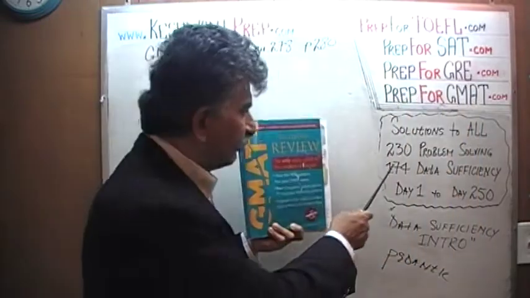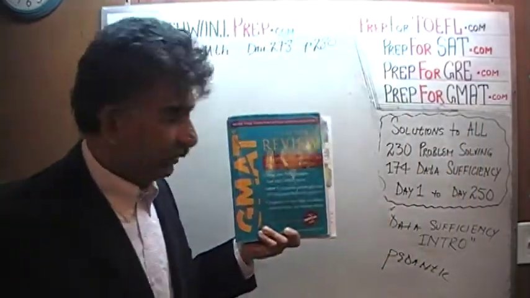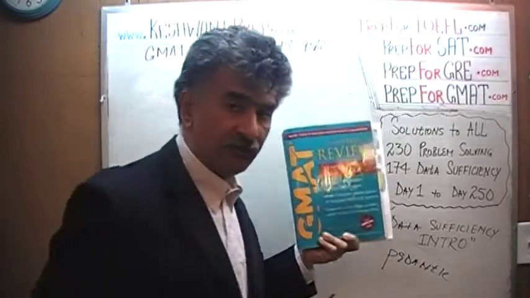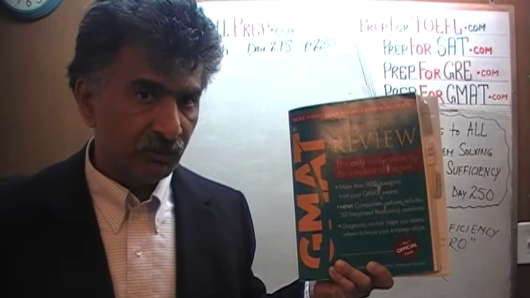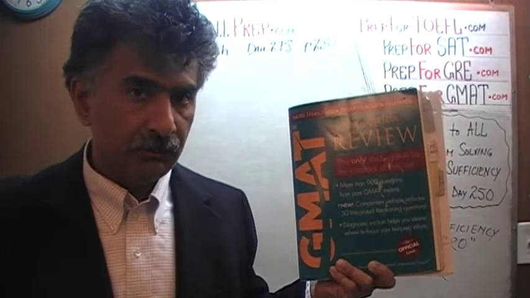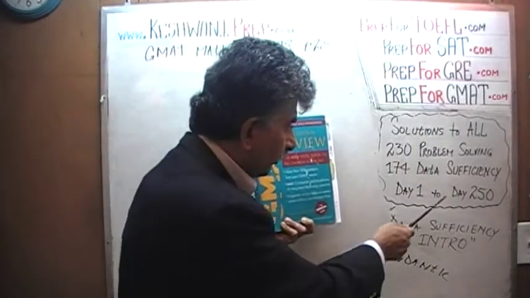This book contains 230 problem solving questions. It has 174 data sufficiency questions. We have already solved every single one of these math problems. If you're interested in watching any one of the original solutions to these problems, you will find them from day number 1 through 250.